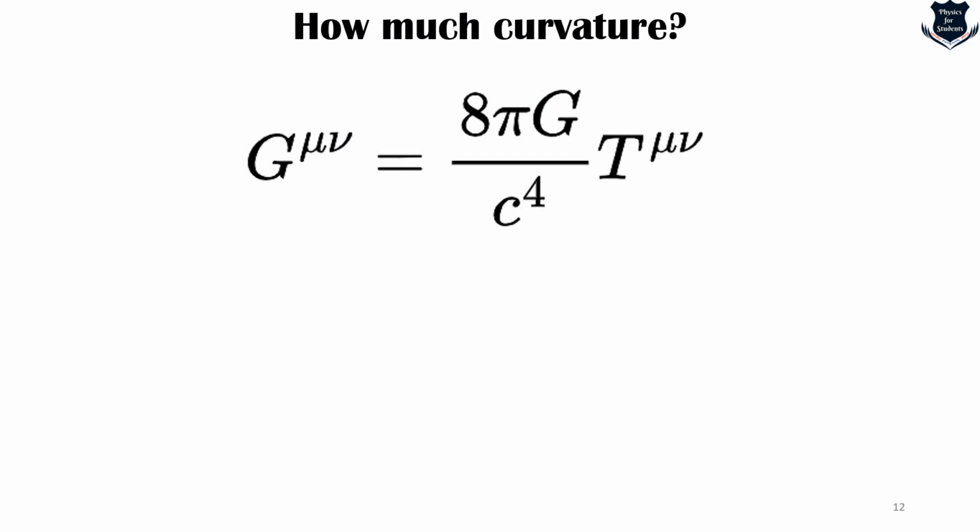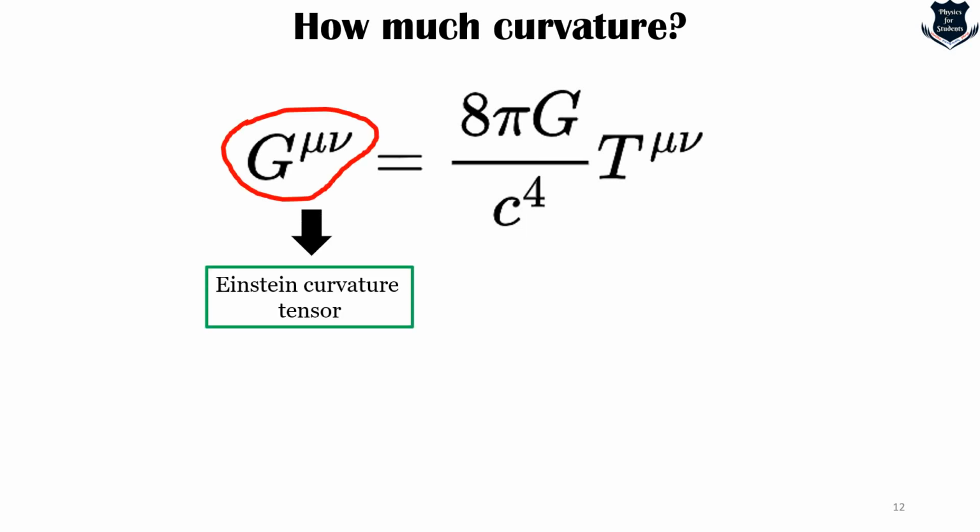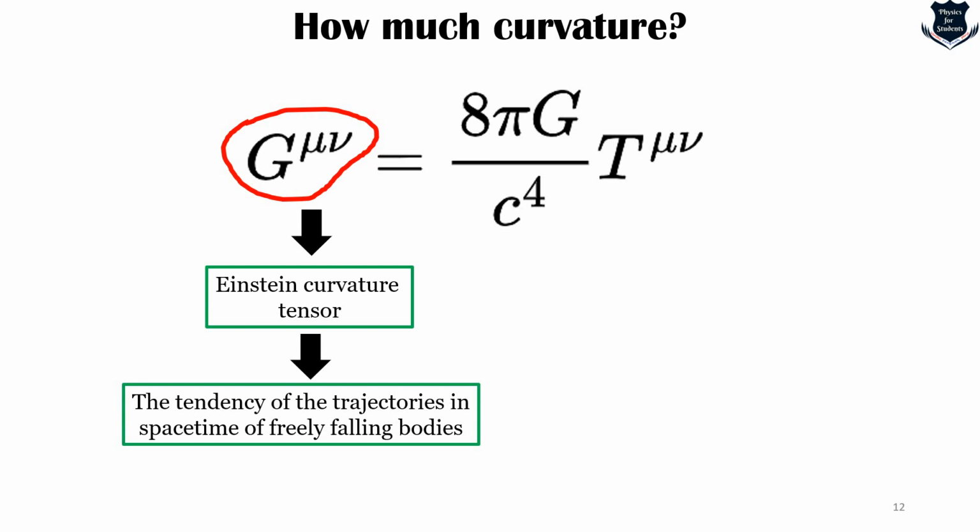Okay. So here I would like to tell you that the left hand side of this equation, this part, is called the Einstein curvature tensor. This can be regarded as a very complicated second order differential operator acting on the metric of space-time. Okay, this is quite complicated. So what does it actually tell? It describes, after a little bit of processing, the space-time's curvature, that is the tendency of the trajectories in space-time of freely falling bodies which start parallel initially, but become non-parallel as the bodies move.